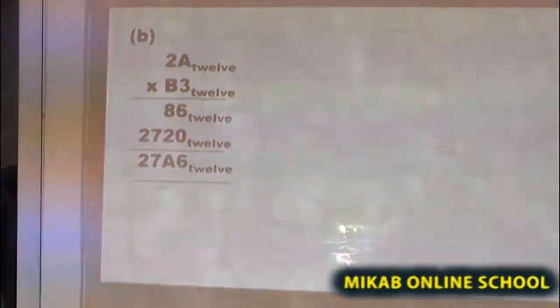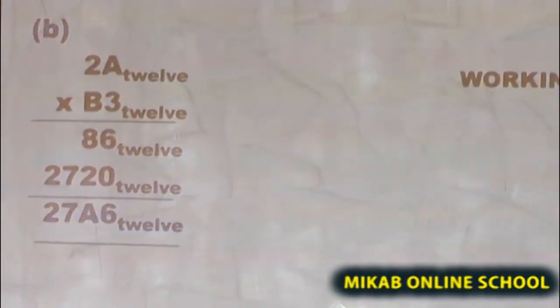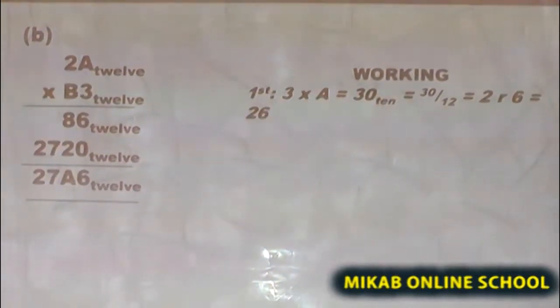So we'll look at the second example where we have 2A base 12 to be multiplied by B3 base 12. And remember, in our previous classes we said alphabets are used to represent bases more than 10. So A here stands for 10 and B equals 11 if you've worked our previous classes. So here we'll have 3 times A. Remember A is 10, so that simply means 3 times 10, and we'll have 30.